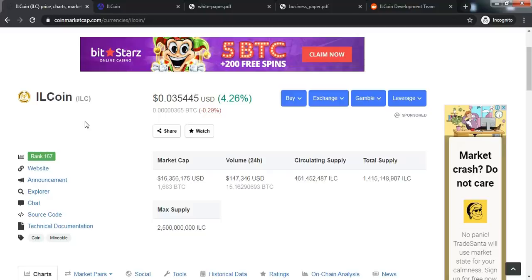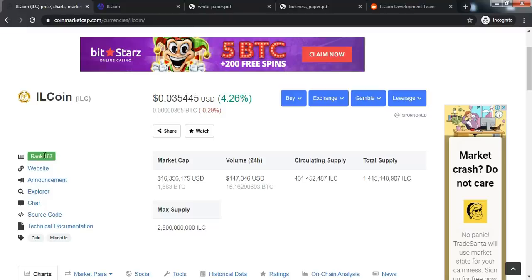So without further ado, let's get started and start talking and reviewing this project. Here you will find the name. Also, the price is $0.035, up 5%. Also the price in Bitcoin, and they have their own blockchain system. Yes, it's not just an ERC20 token. They have their own blockchain system.